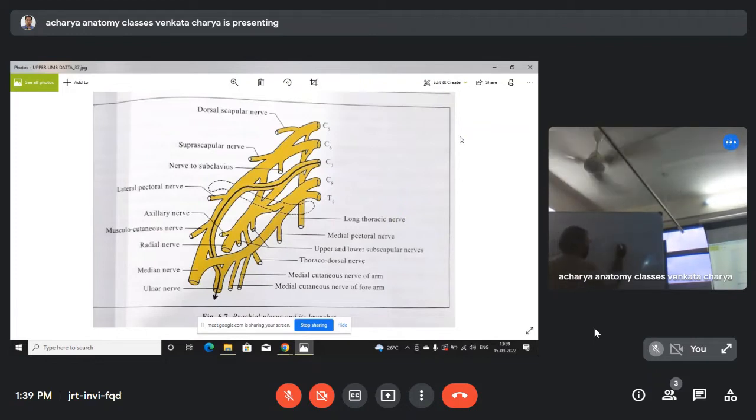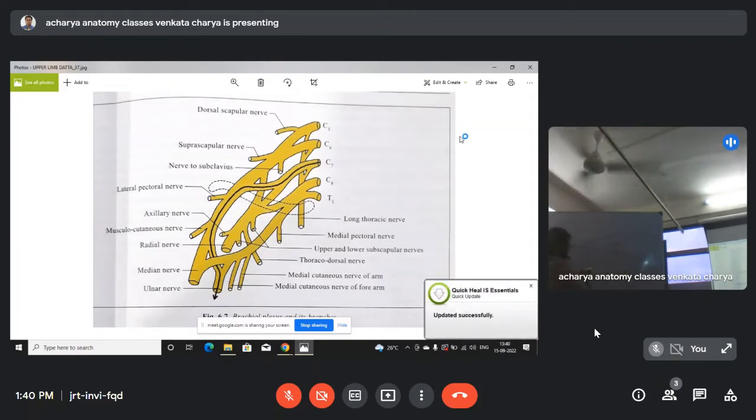So the upper trunk divides into two. One is the dorsal division, and the other is the ventral division. Say the middle trunk also has a dorsal division, and the lower trunk also has a dorsal division. Are you getting? So dorsal division and ventral division. See here, ventral division and ventral division.